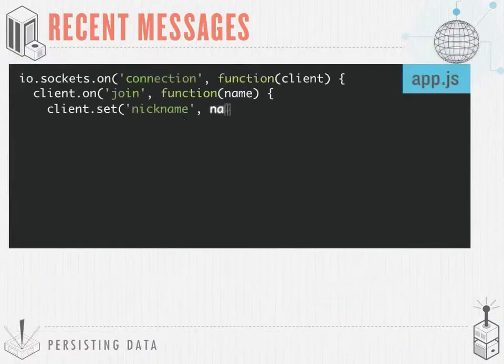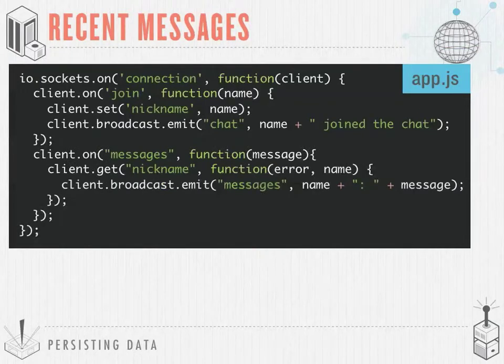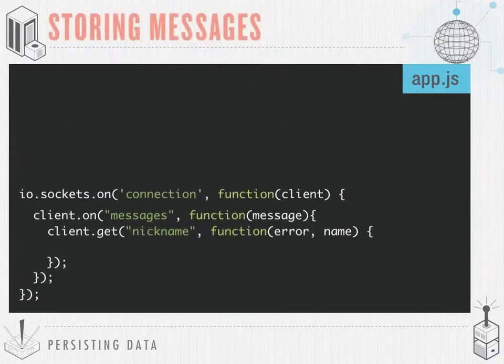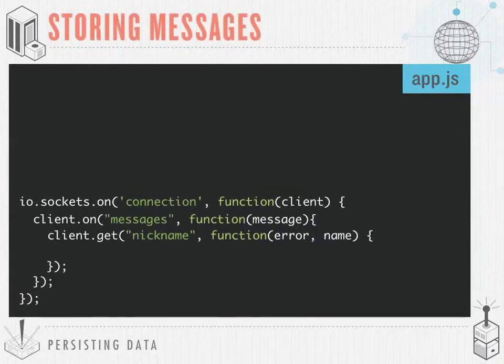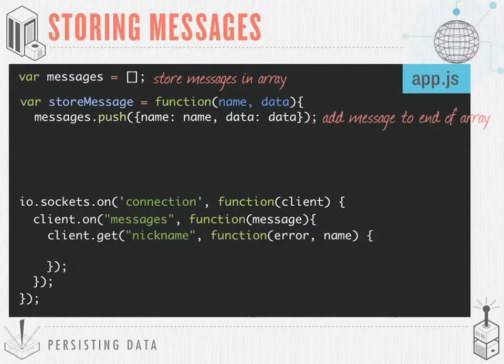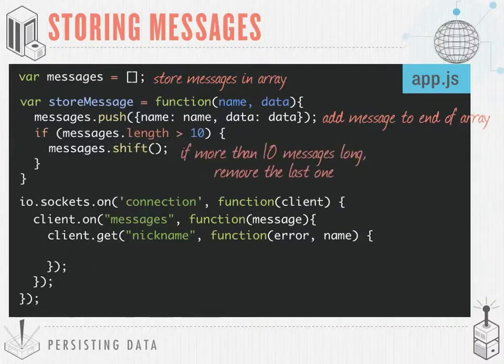So currently on the server, our code looks like this. But we need to add some code that will emit the recent messages when our new client connects. So for our first iteration of this, let's just use an in-memory array to store recent messages. First, let's just create an empty array. We're defining a store message function that takes the name and the data of the message, and we're going to push that onto the messages array. If that messages array is longer than 10 elements, we're going to remove the oldest element by calling shift.